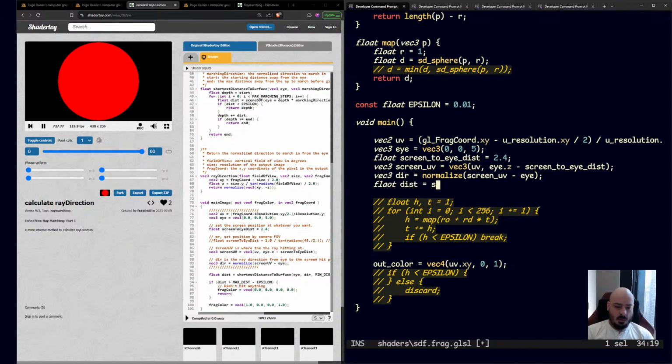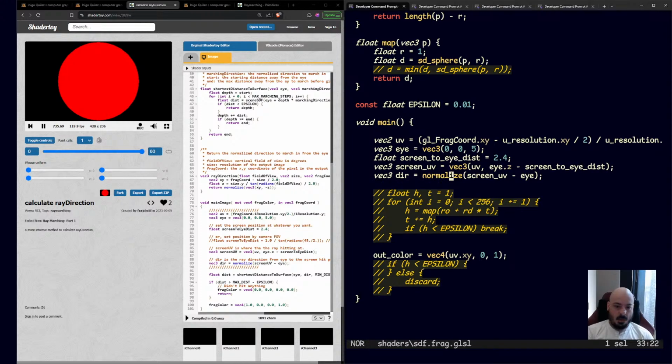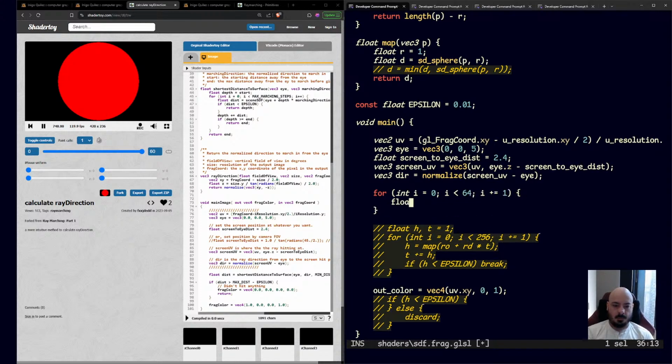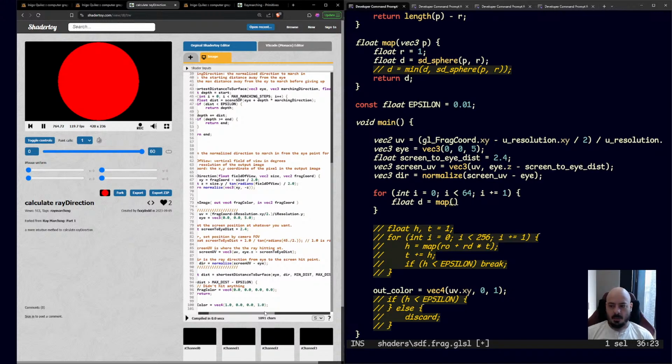Distance is, this is our map function. Oh no, it's actually rolled up into one. So I'm gonna do for int I equals 0, I is less than 64, I plus equals 1. D equals map P, no, what does this have? I plus depth multiplied by marching direction.